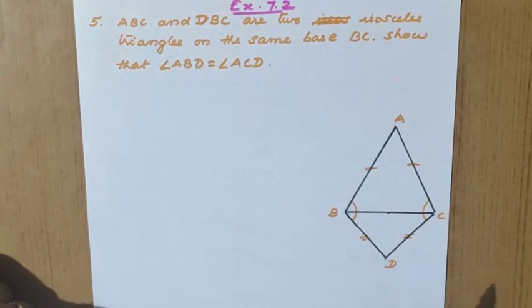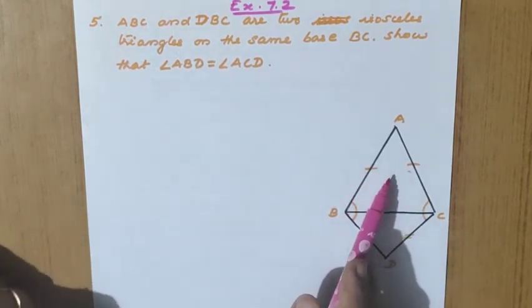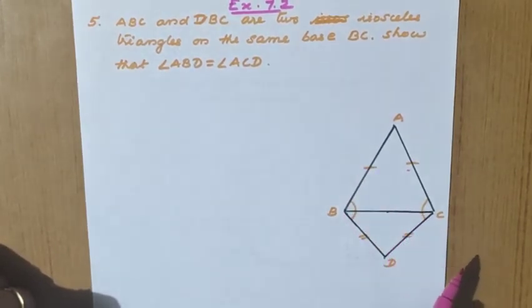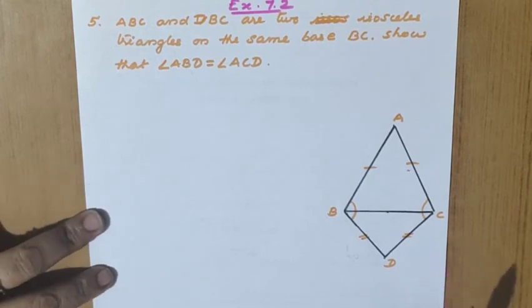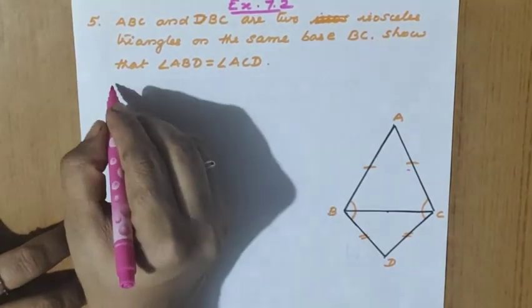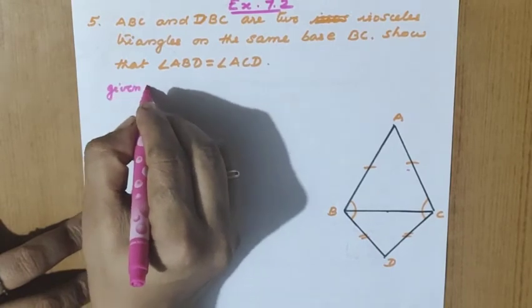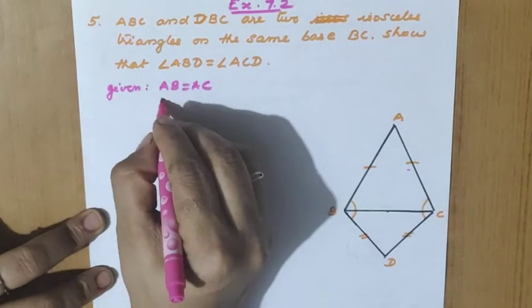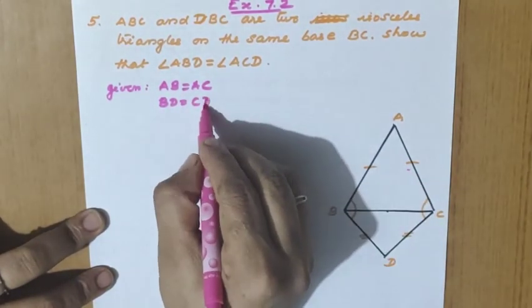ABC and DBC are two isosceles triangles. What is the reason? Isosceles means two sides are equal. If two sides are equal, the opposite angles are also equal. The angles opposite to equal sides are equal. Here we are not using the congruency criteria. We can go for directly ABC and DBC are two isosceles triangles. So given, I will write that AB equal to AC and also BD equal to CD. Both are isosceles triangles only.